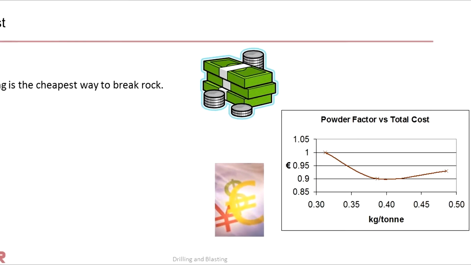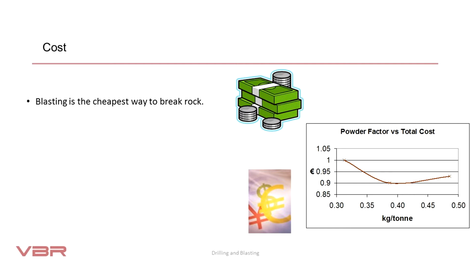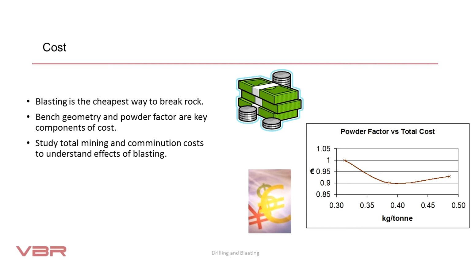We must also remember that blasting is the cheapest way to break rock. Bench geometry and powder factor are key components of cost. Study total mining and comminution cost to understand effects of blasting.